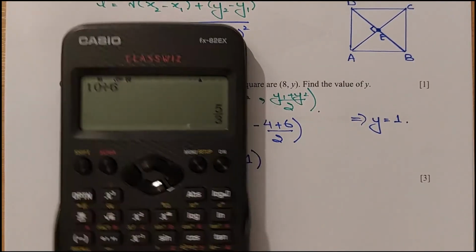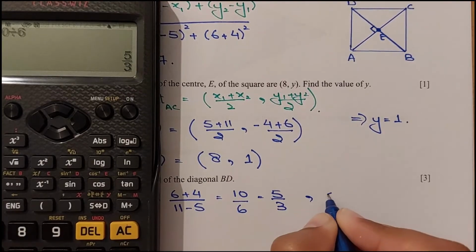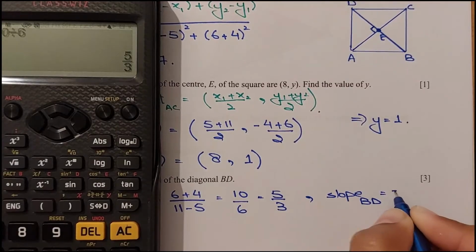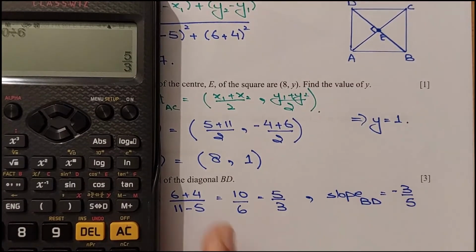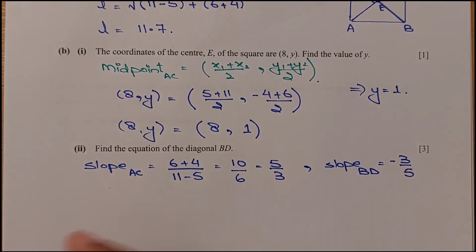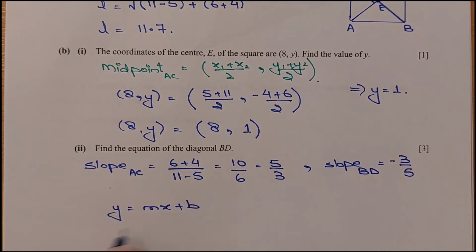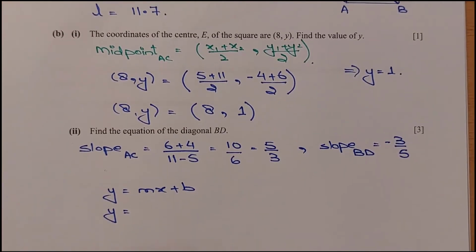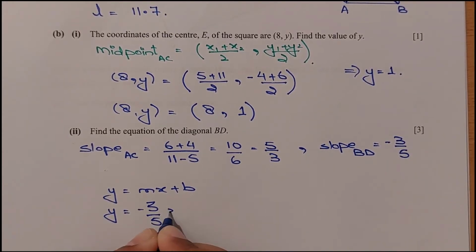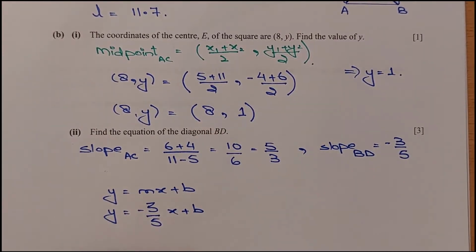10 divided by 6, that is 5 by 3, right? Or we can say the slope of BD is perpendicular, that is minus 3 by 5, and we have the midpoint of AC as well. So we use this slope and the midpoint to find that equation, right? So we have the equation y equals mx plus b, so y equals minus 3 by 5 x plus b, and to get the value for b we use x equals 8 and y equals 1.